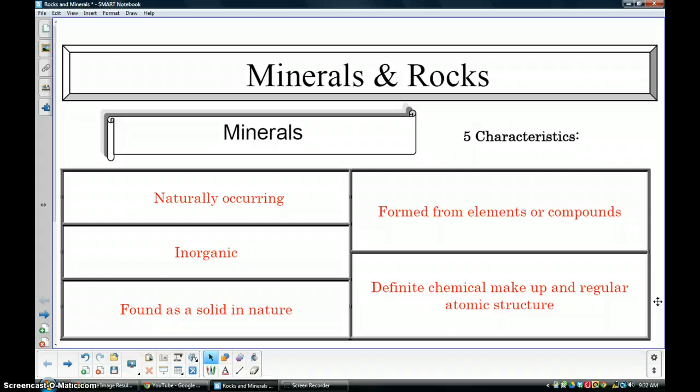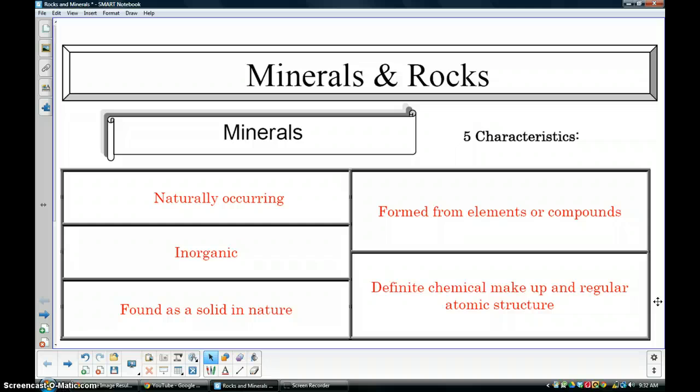The minerals have 5 characteristics, and if any one of these things is not true, then it is not a mineral, technically. So there's 5 things. The first is that it's naturally occurring, meaning it's found in nature, not made in a chemistry lab. Inorganic, meaning the difference between something that's organic or inorganic. Organic meaning that it was once alive. Think of organic chemistry as the chemistry of biology.